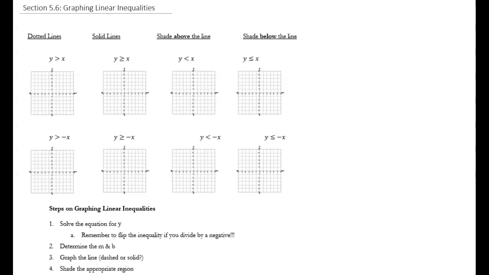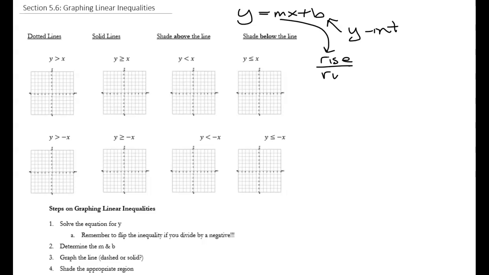Okay, so what we're doing with this video is we're going to start getting into graphing inequalities. And so we're still graphing with y equals mx plus b. Remember, b is your y-intercept. That's where you start off at your beginning. And m is your slope, and it's rise over run.